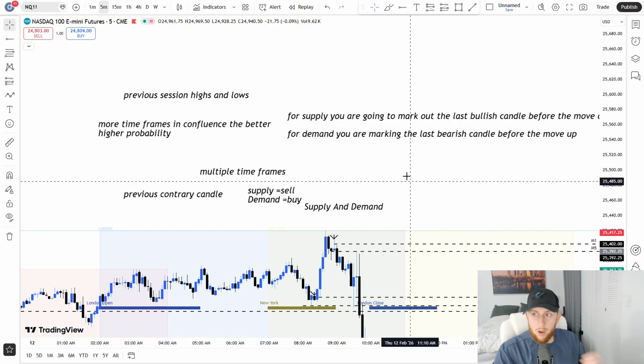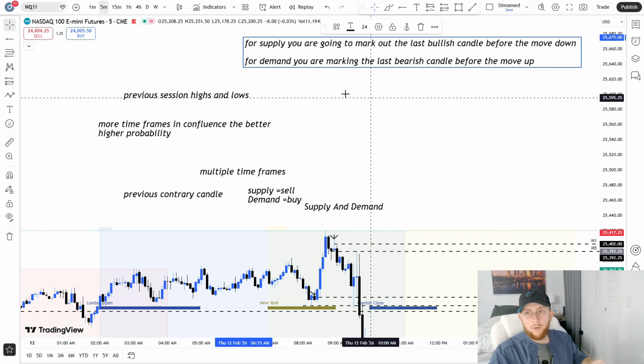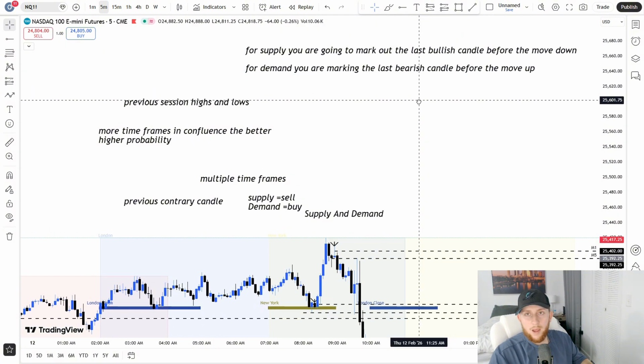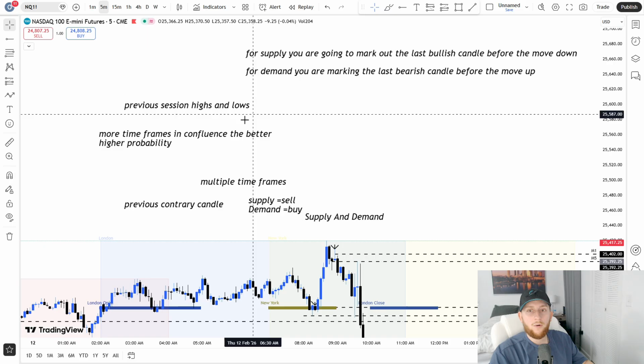Okay, so we went over for supply. You're going to mark the last bullish candle before the move down. For demand, you're marking the last bearish candle before the move up. I've said that plenty of times. That should be drilled into your head, and you should know what you're looking for.